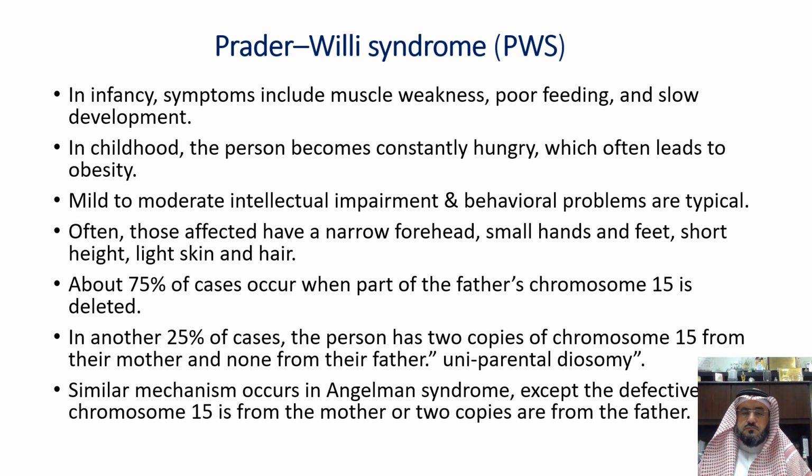Prader-Willi syndrome, one of the characteristic features, in their first year of life, they tend to have hypotonia and they don't feed very well. Sometimes they need NG feeding and their development will be slow in the first year of life. Then the opposite will happen when they get older. Above 2 and 3 years of age, they start to eat too much, always hungry, always looking for food.